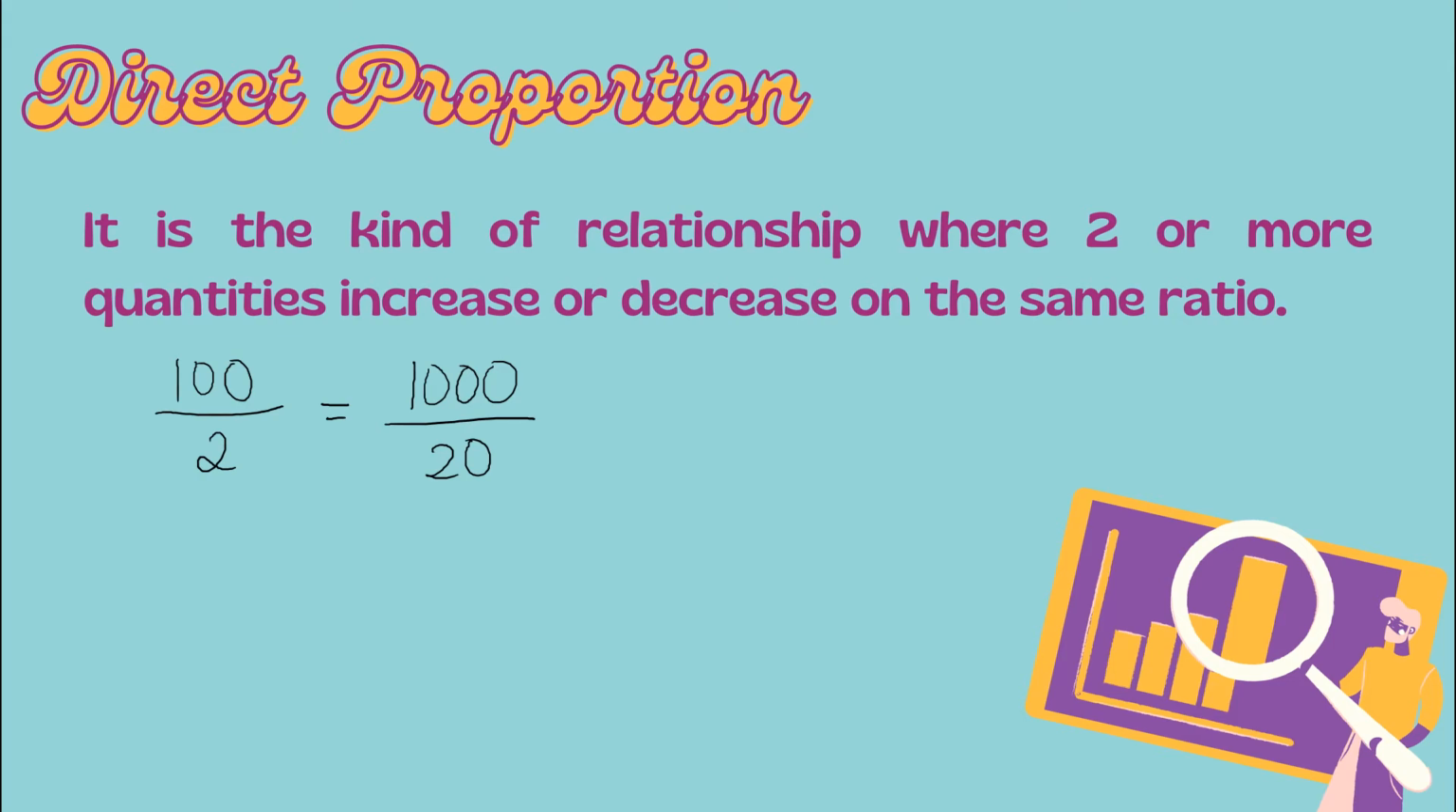So when we get the cross products of this one, let's multiply. We have 1,000 times 2 is equal to 100 times 20. So that would give us 2,000 on both sides. So this is an example of a direct proportion.